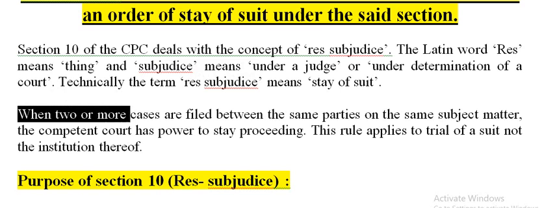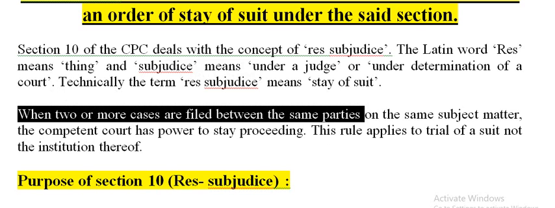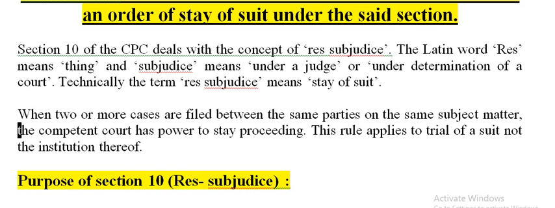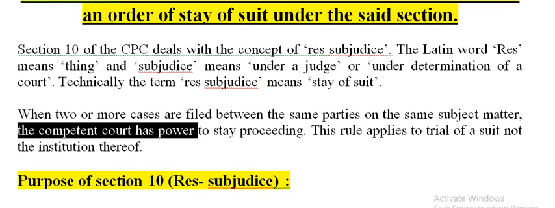When two or more cases are filed between the same parties on the same subject matter, the competent court has power to stay proceedings. This rule applies to the trial of a suit, not the institution. So this rule will be applied only to trial, not the institution of a suit.